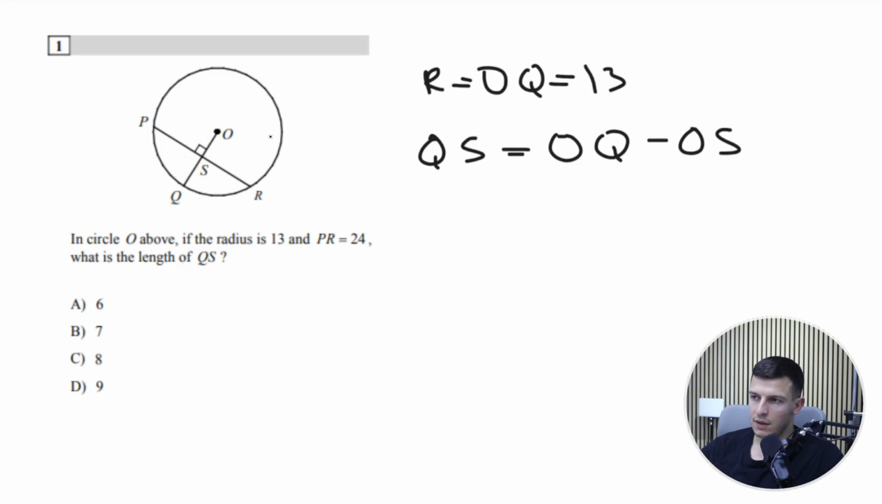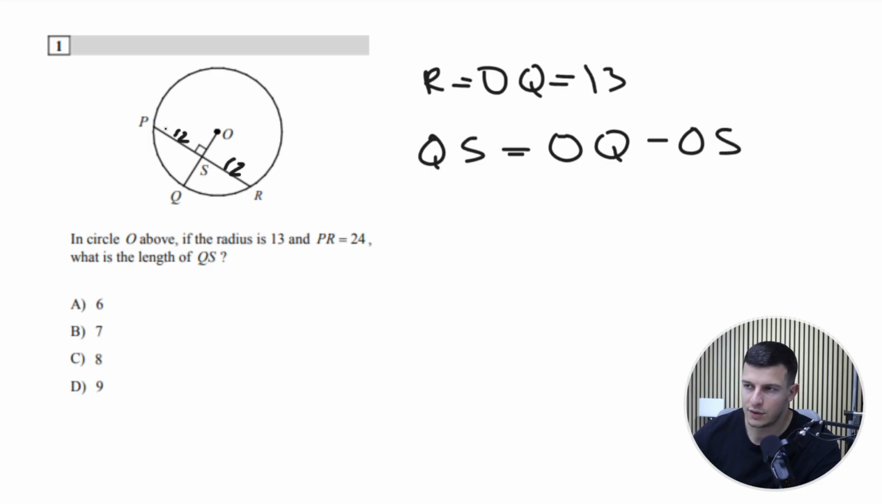Now, we just talked about how if a diameter is perpendicular to the chord, it will split it into half. I know it's not a diameter here, but we can extend it so it can become a diameter, so that's not the point. So if we divide it into 2, this is going to be 12. This is also going to be 12.